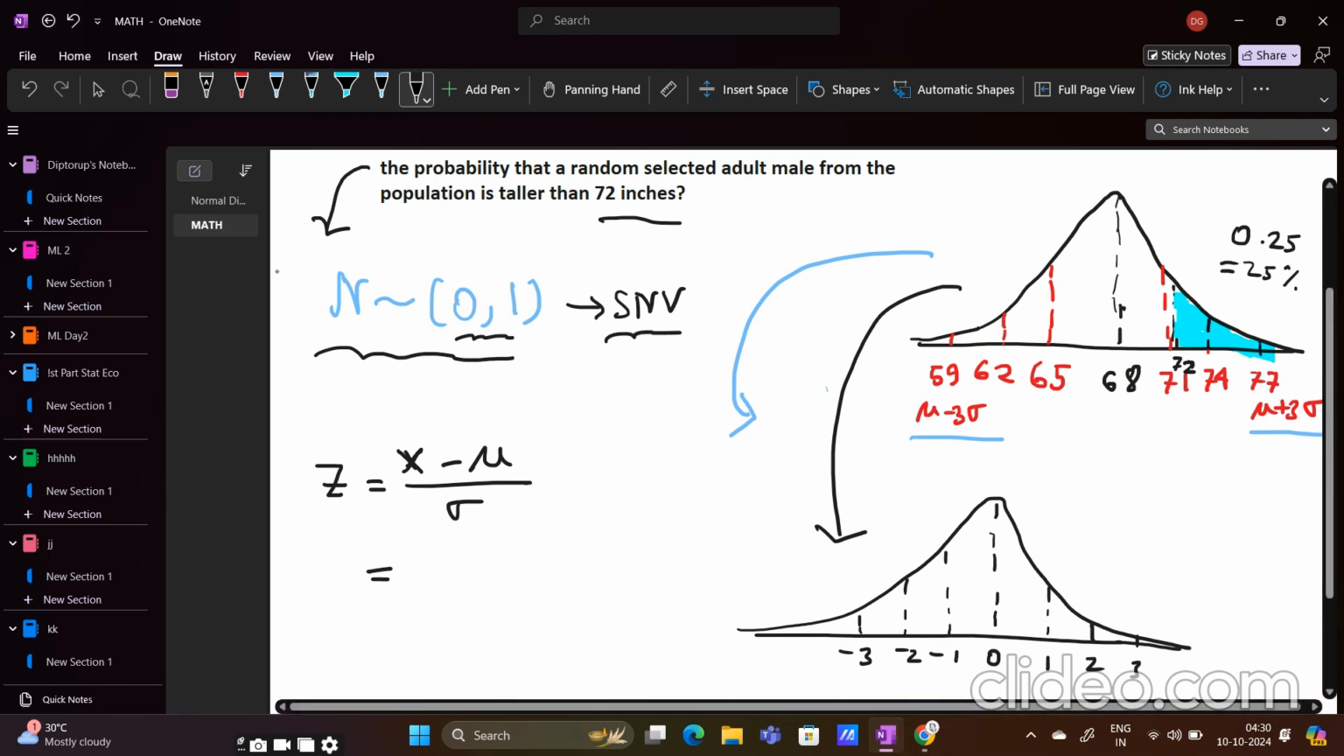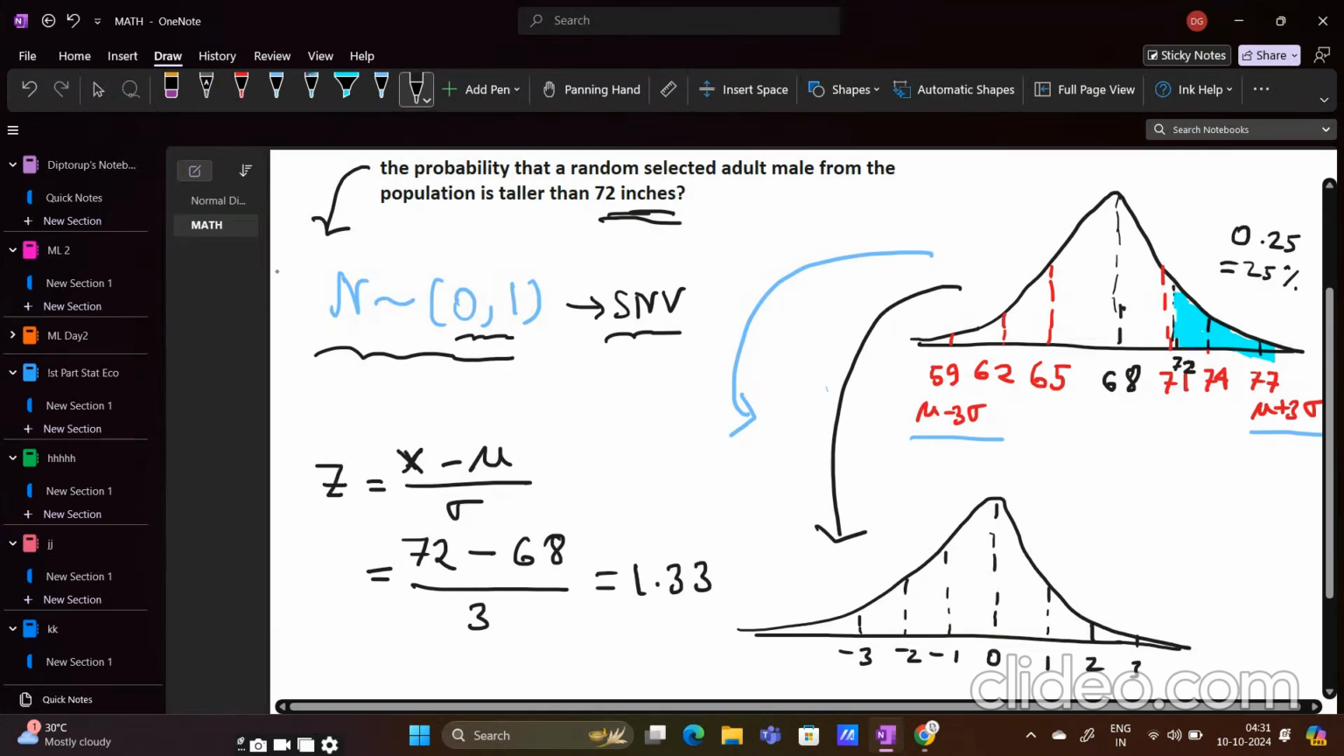Okay, so I want to convert 72 inches into a standard normal variate, so I will put 72 in place of x. My mu, or population mean, is 68, which is given in the question, and my sigma is 3. If I calculate this, it comes to 1.33. Now basically this is our point.